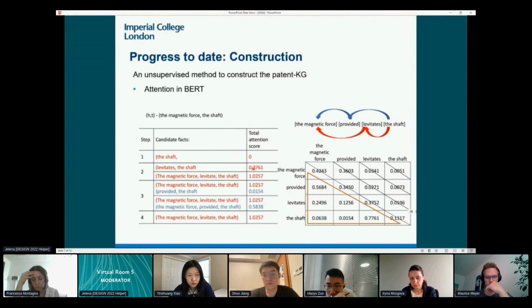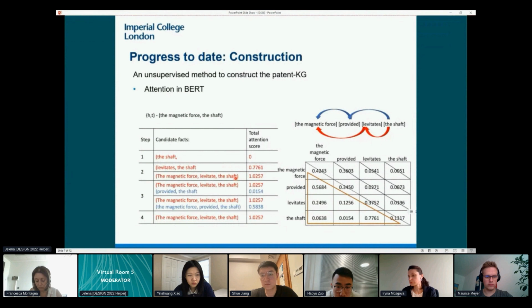Second, find the token with the largest attention score with the tail, the shaft. You can see here is the levitates, and add that to the candidate. So now it is the shaft and the levitates, and update the attention score to 0.7761. Mark the token levitates as added to prevent searching it again.